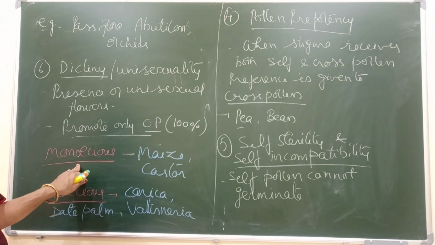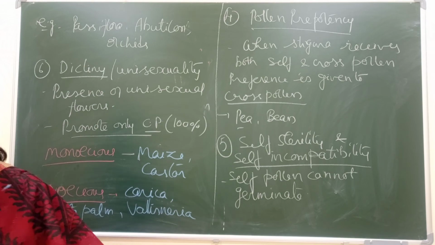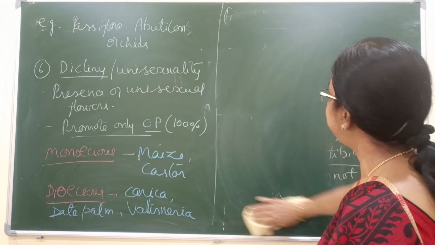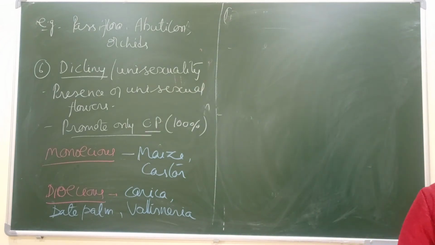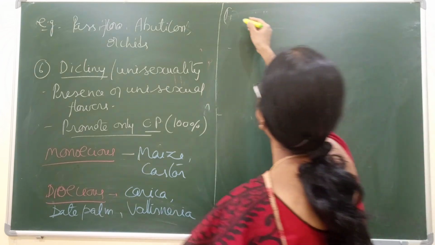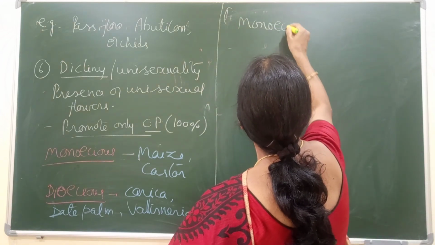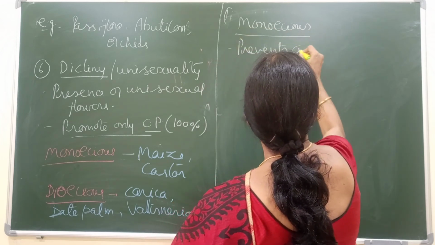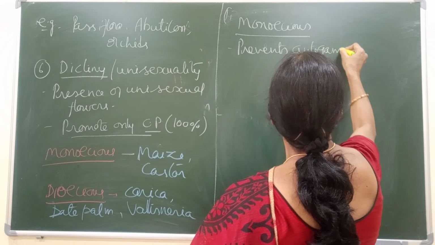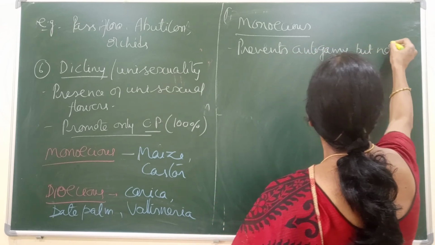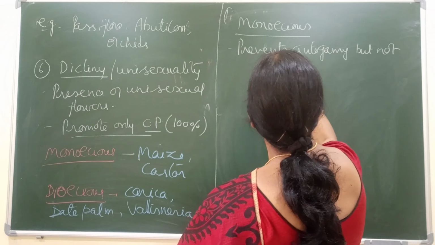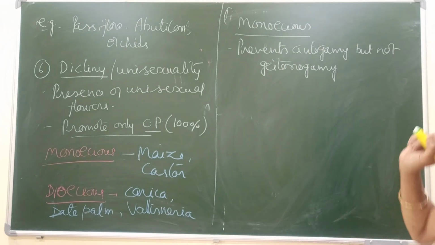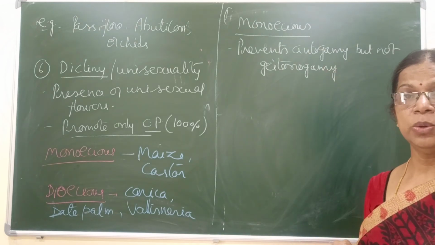So, monoecious condition and dioecious condition. Let us see how we can further understand these two. What is the monoecious condition? It prevents autogamy but not geitonogamy. This will be a direct objective type of question. You can get a statement question in this form: prevents autogamy but not geitonogamy.